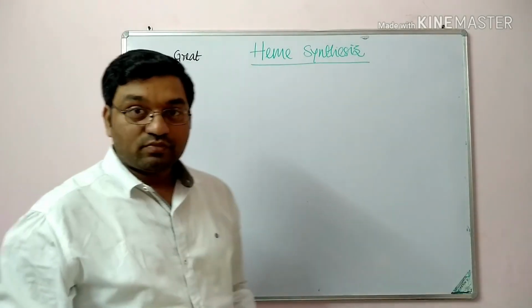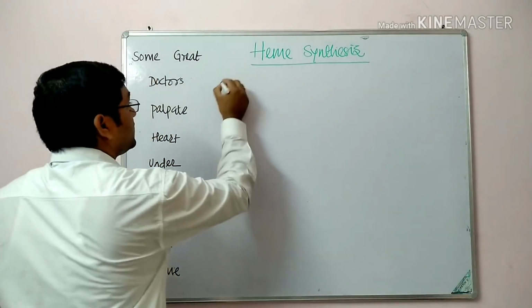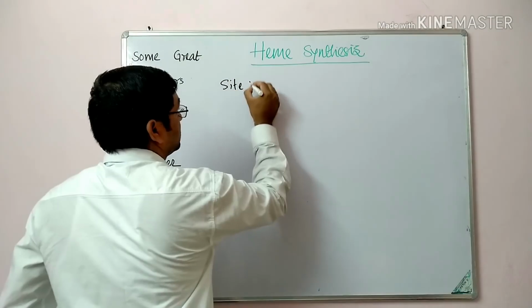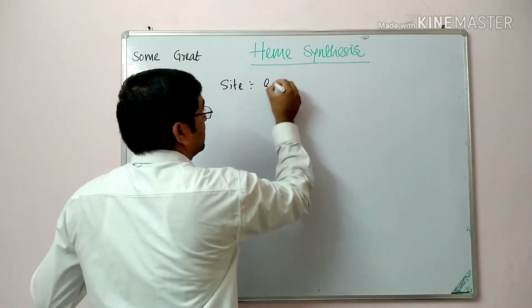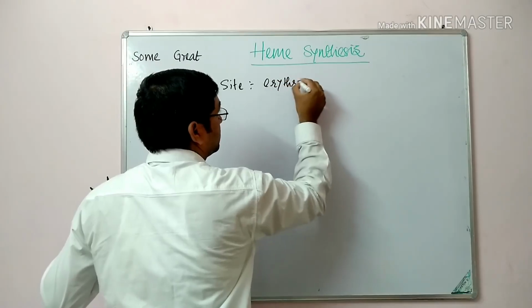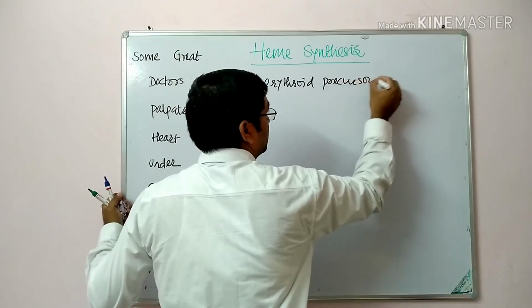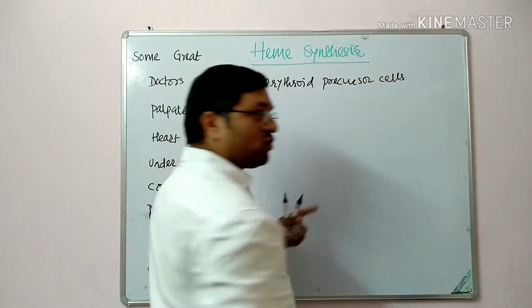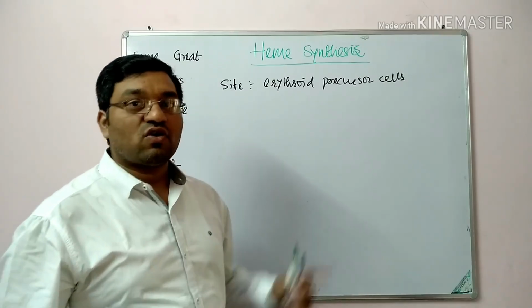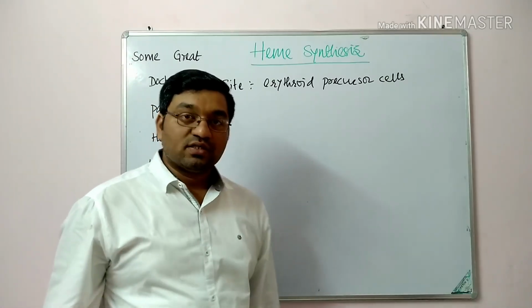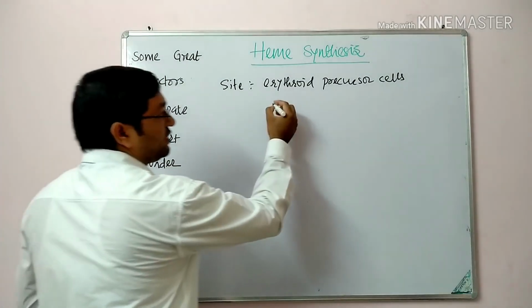Before that, the site for the heme synthesis is erythroid precursor cells. Near about 80% of heme synthesis occurs in erythroid precursor cells and the remaining occurs in the liver.